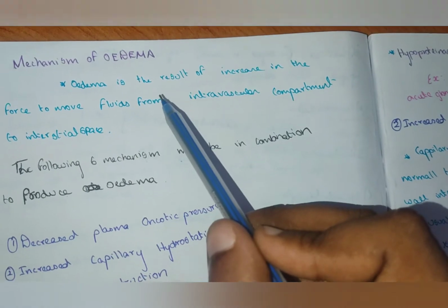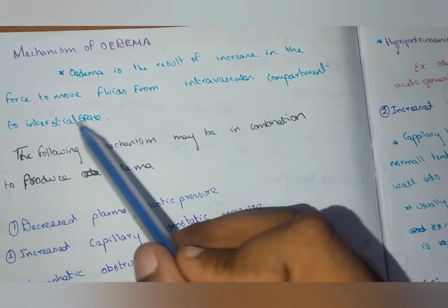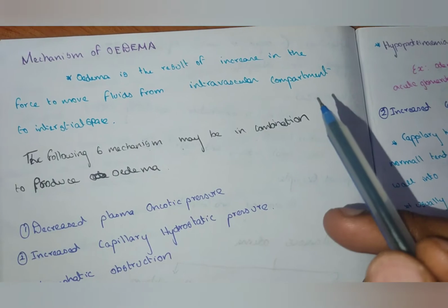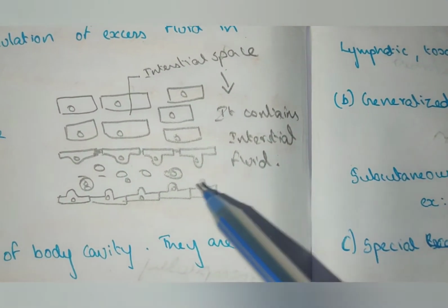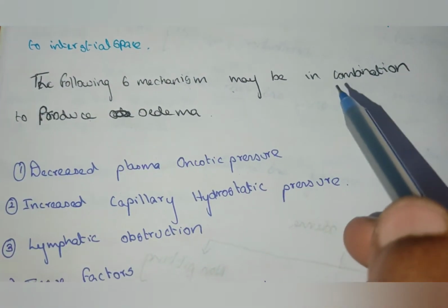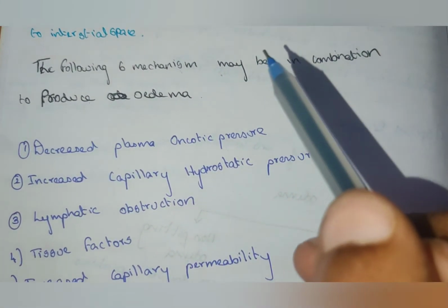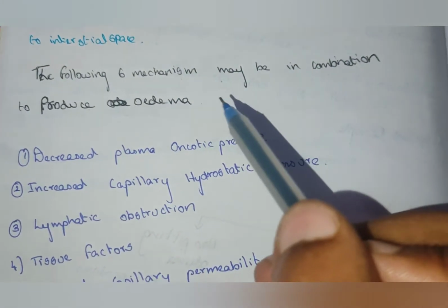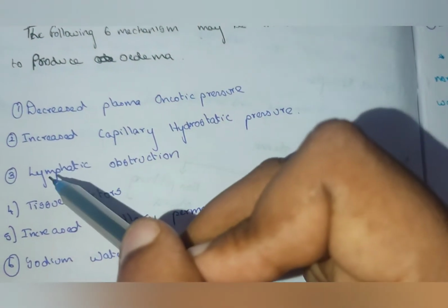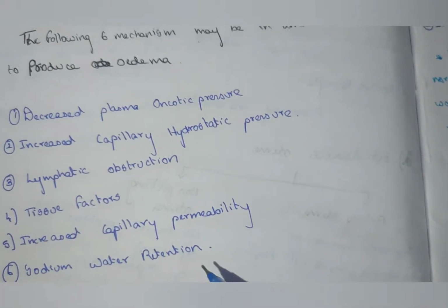Mechanism of edema. Edema results from increased force moving fluid from the intravascular compartment to the interstitial space. This fluid is moved into the interstitial space. The following mechanisms may act in combination to produce edema. These are the six mechanisms which produce edema: decreased plasma oncotic pressure, increased capillary hydrostatic pressure, lymphatic obstruction, tissue factor, increased capillary permeability, sodium water retention.